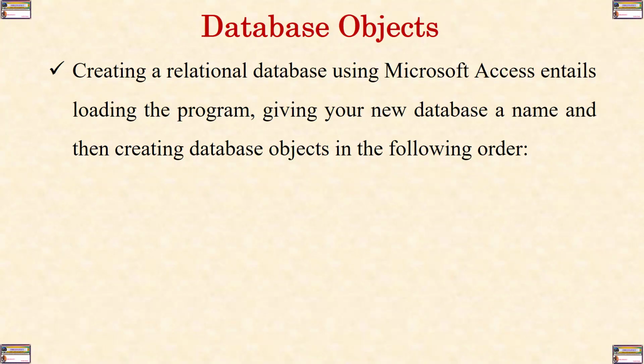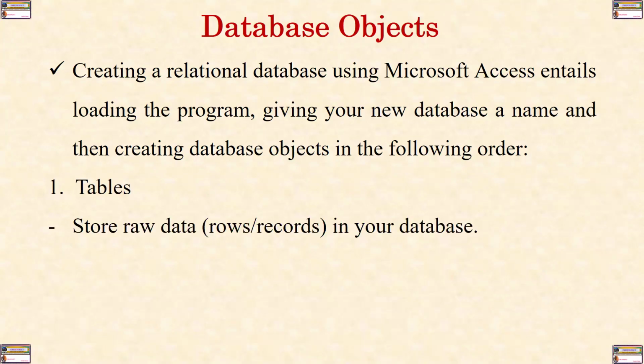And therefore, creating a relational database using Microsoft Access entails loading the program, giving your new database a name, and then creating various database objects. And these objects are usually created in the following order. Number one, you create what we call the tables.